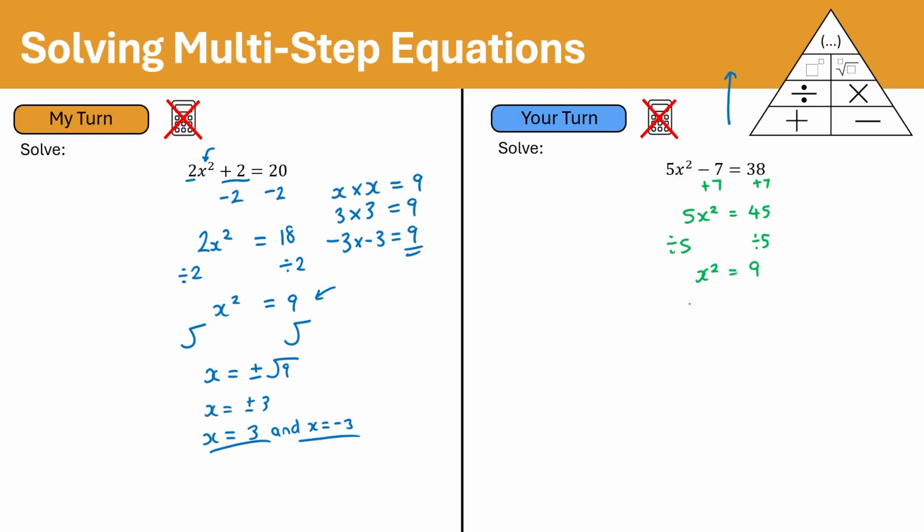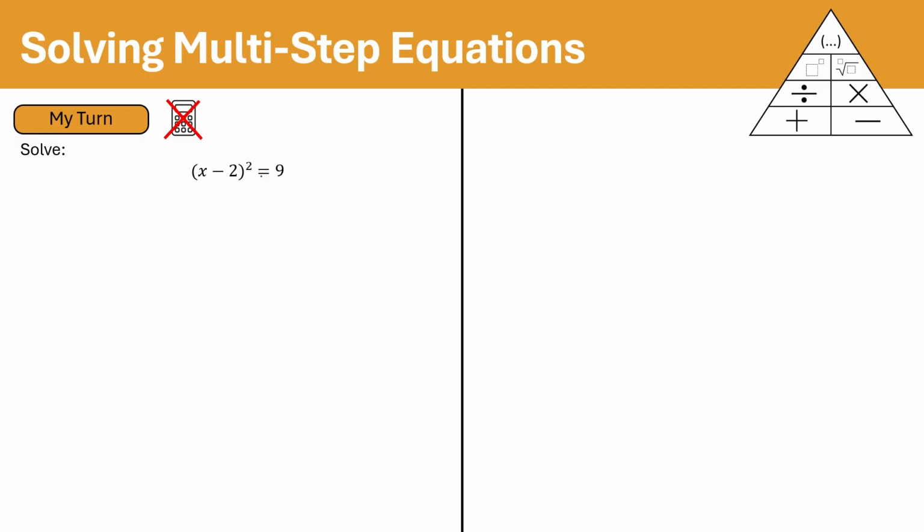So same position as the last time, we're going to square root both sides. On the left-hand side, that would undo the squaring to leave me with x. And then I want to say that it's plus or minus the square root of 9. These symbols show that I'm going to have two answers. So x is equal to positive and negative 3. So we're looking at lots of different ways this can be asked.